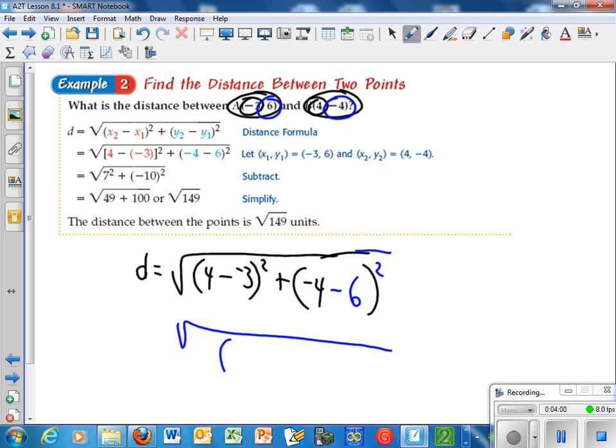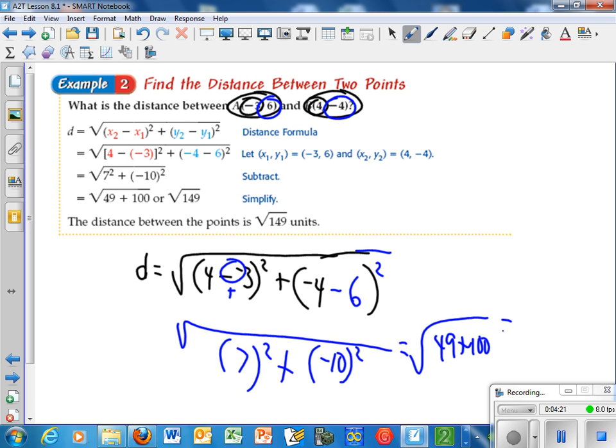So 4 minus a -3 ends up being plus, so that's really 7 squared. This is going to be -4 minus 6 is -10 in parentheses squared. And make sure you use parentheses properly. So that's the square root of, we're going to get 49 plus 100, which is the square root of 149. And we're going to leave it in simplified radical form. And actually there are no perfect square factors of 149. So that is your answer. Sometimes you can find the approximate also, but I think it's best to leave things in simplified radical form.